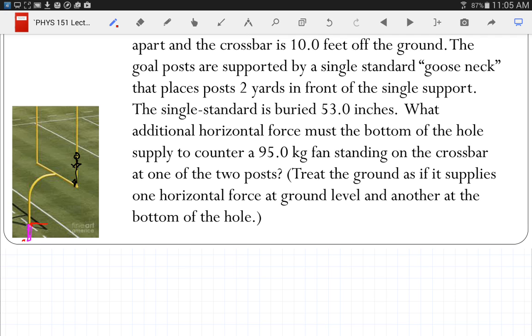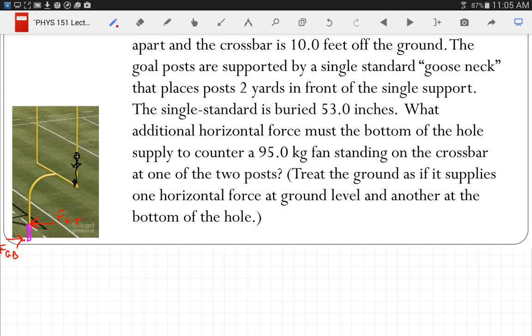Which means that I'm going to have the ground make a force like this at ground level and a force like that at the bottom, so that those two make a couple that makes a torque the other direction. So I have, let's call this force ground top and force ground bottom.